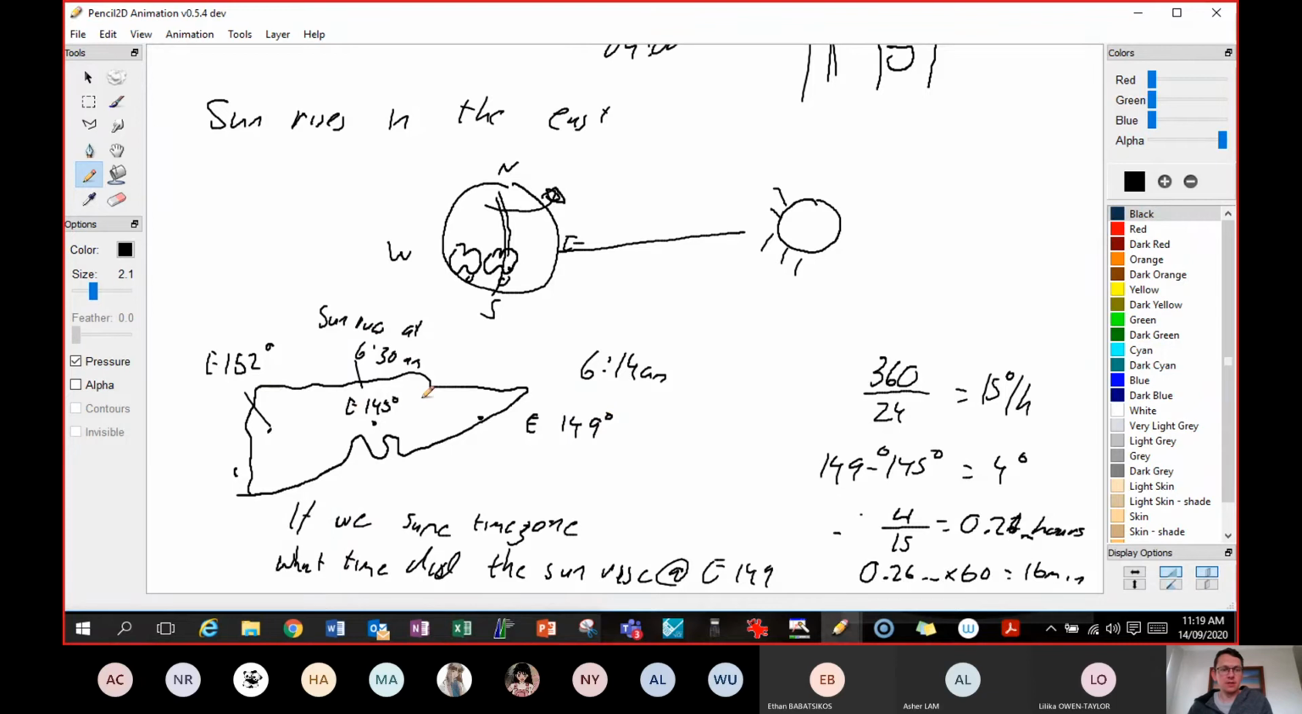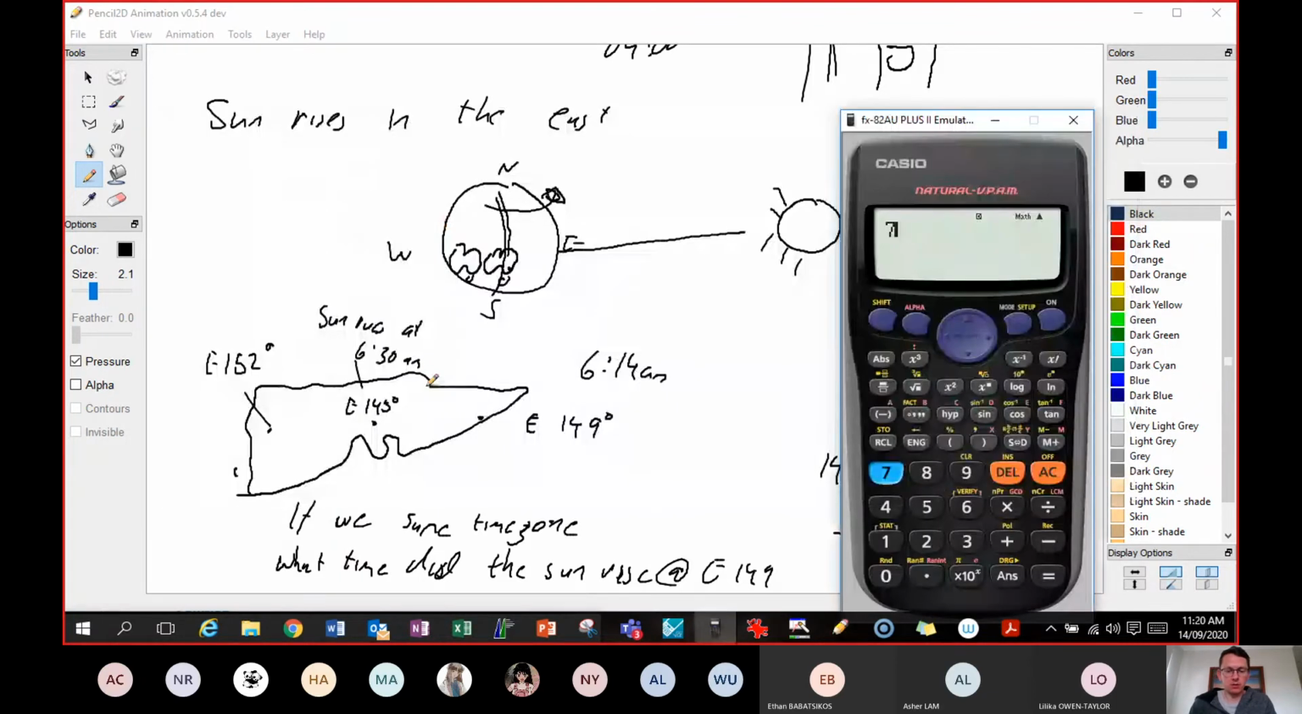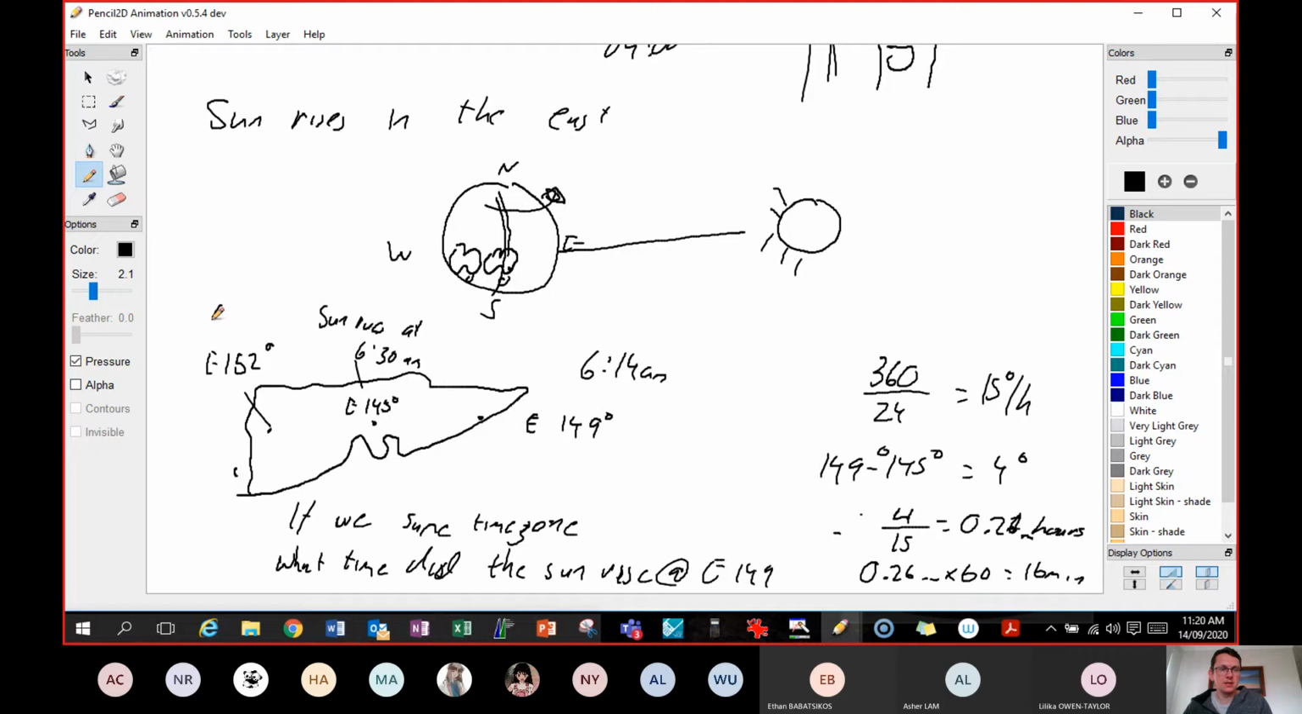So the difference here is 7 degrees. So again, we'll just go 7 degrees divided by 15 gives me that much of an hour. Times that by 60, that's actually 28 minutes. So 28 minutes from 6:30, the sun rises here at 6:58 a.m. And that's how we can do it because we're all in the same time zone. So it's slightly different. That's something I like to call solar time.